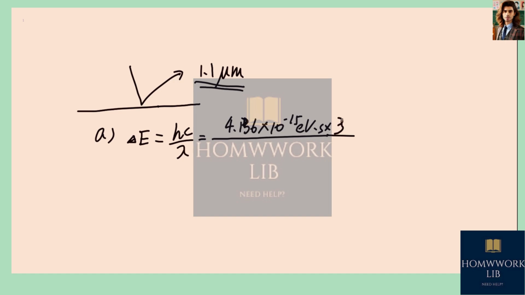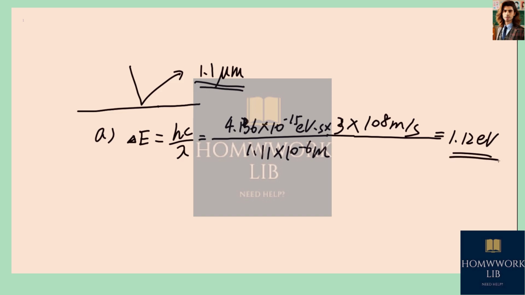And c is the speed of light, 3 times 10 to the 8th meters per second. And lambda we are given is 1.11 times 10 to the negative 6 meter. This gives us an amount of energy of 1.12 electron volts. So this is the energy gap we are looking for.